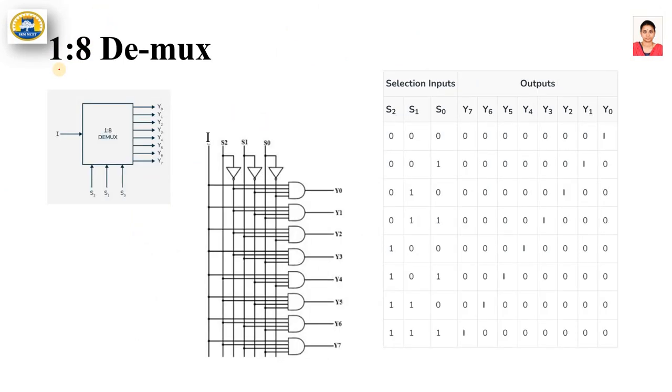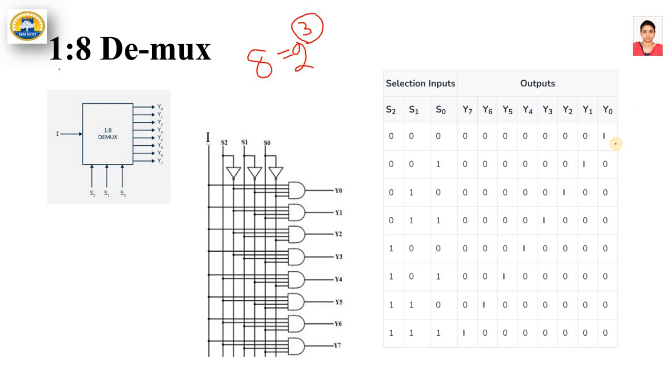The 1 to 8 demux has 1 input and 8 outputs, Y0 to Y7. How will you write 8 in powers of 2? It will be 2 power 3. So the number of select lines is the power of 2, which is 3 here: S2, S1 and S0. With 3 select lines, it has 8 combinations from 0 to 7. Note the point.